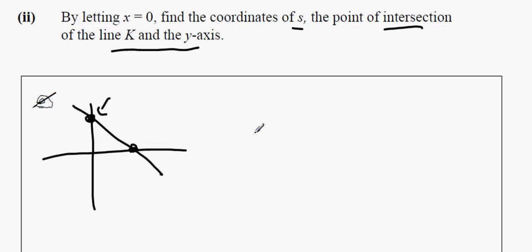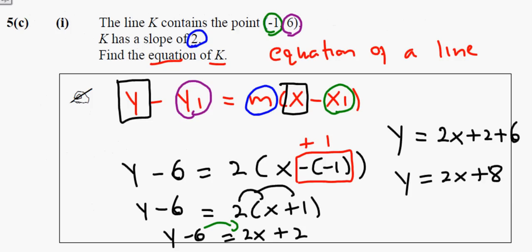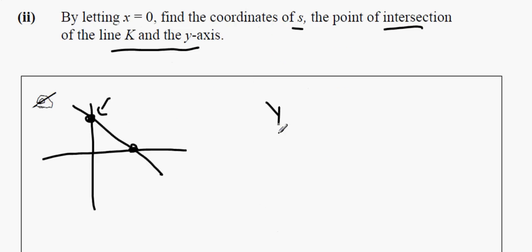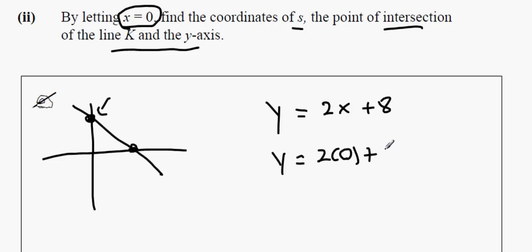Now, what we know is the form of the line: y equals 2x plus 8. We know that x equals 0. Okay? So y equals 2 times 0 plus 8. y equals 0 plus 8. This must mean y equals 8.